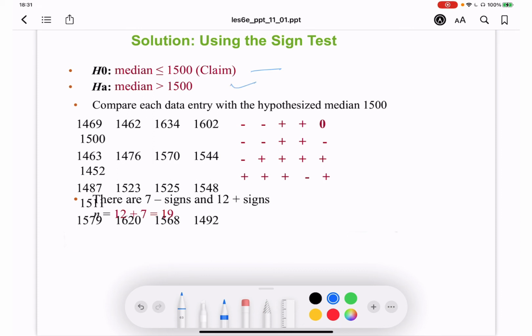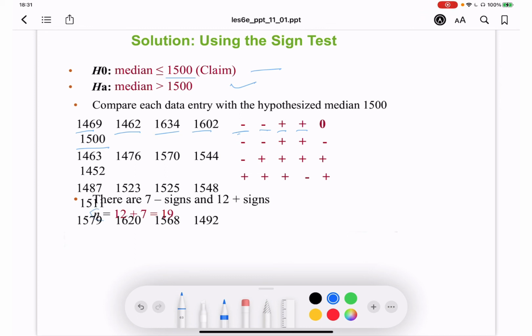Okay, so here is a data-created mess, but we still can read it, no problem. Every single data entry that is less than 1500, we are going to mark down with a negative sign, minus. Greater than 1500, it's going to be plus. Equal, we put 0. Look here, 1469 minus, 1462 minus, 1633 plus, because it's greater than 1500, 1500 is 0, and so on. So all these data are placed here, plus and minuses.